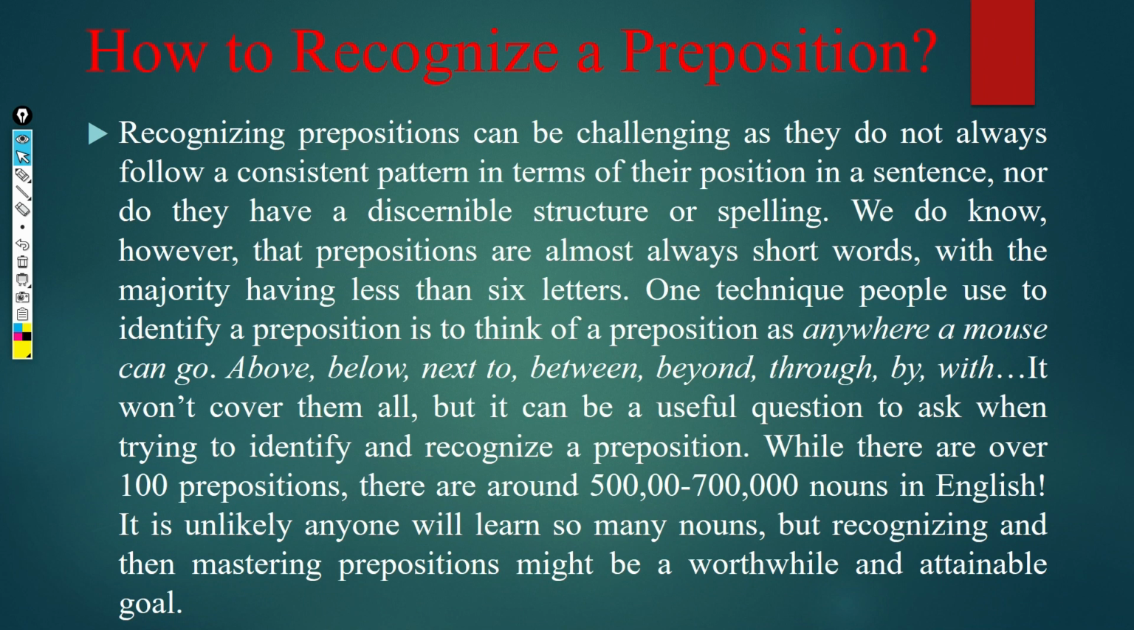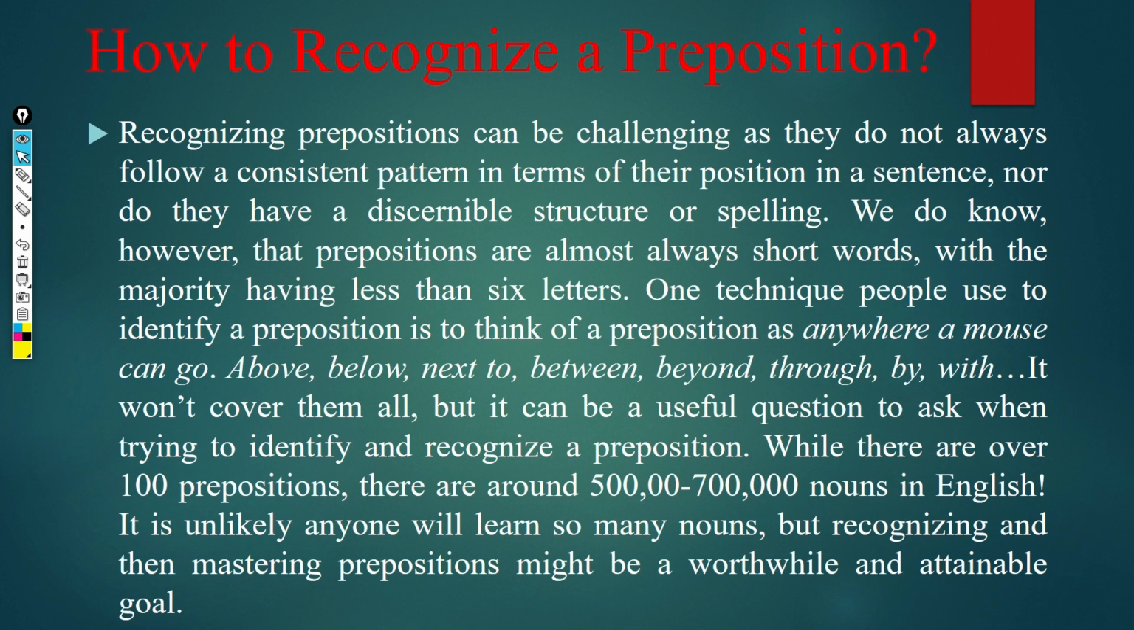Pay particular attention. Recognizing prepositions is not always easy because they do not have a particular structure and spelling. We know, however, that prepositions are interchangeable, as we have read in the first segment. But one technique people use to identify a preposition is to think of a preposition as anywhere a mouse can go. Look at this particular example. Anywhere a mouse can go: above, below, next to, between, beyond, through, by, with, etc.